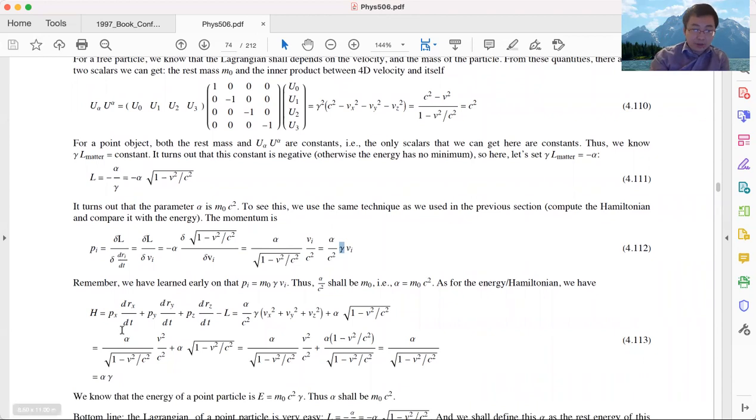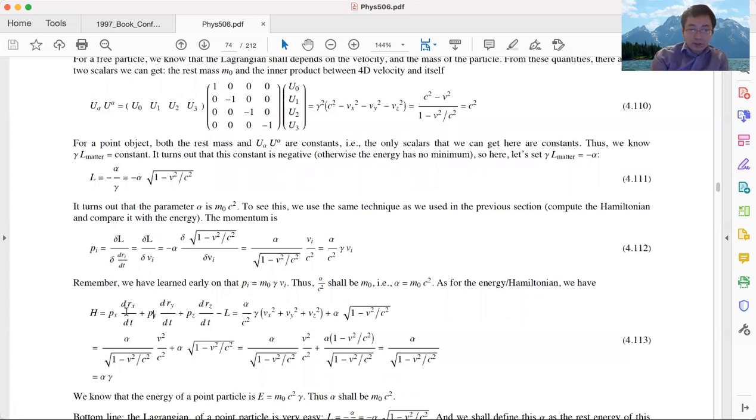What is the energy of my particle? The Hamiltonian, we get through the Legendre transformation, same as what we learned in classical mechanics. For each momentum, we multiply the corresponding velocity. For px, I multiply vx, py, I multiply vy, pz, I multiply vz. Then I subtract the Lagrangian. Add these three together, minus the Lagrangian.